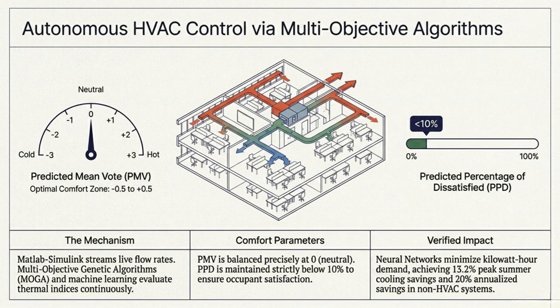Here we see a practical example: autonomous HVAC control. HVAC systems must balance comfort, energy use, and cost. The predicted mean vote, or PMV, measures comfort, aiming near neutral. The predicted percentage of dissatisfied, or PPD, should stay low, ideally below 10%. Multi-objective algorithms evaluate these goals together. This matters because comfort and efficiency often compete. A smart system does not simply save energy. It saves energy while keeping people comfortable.